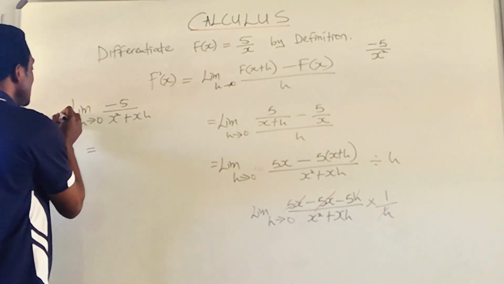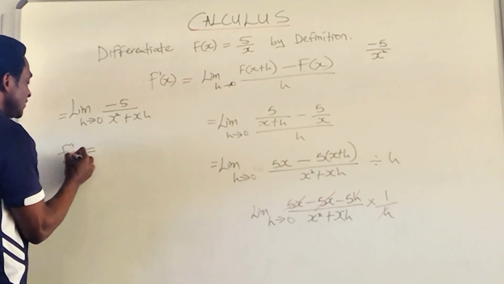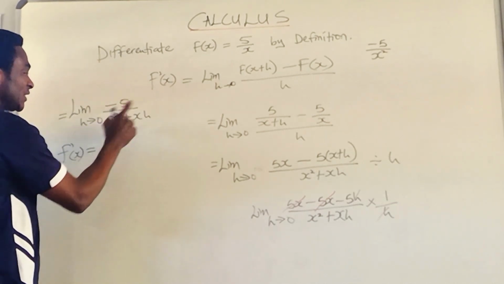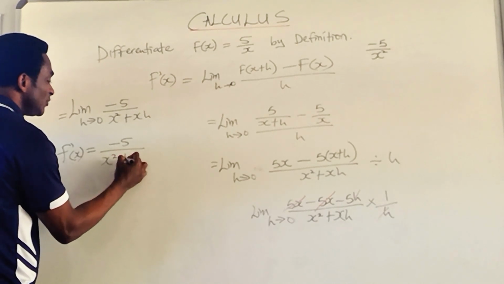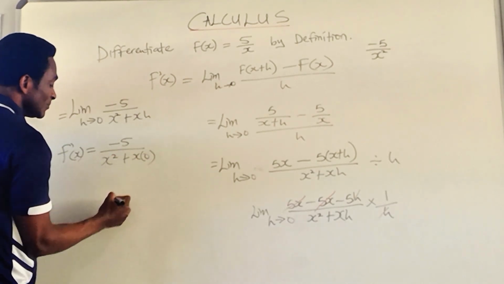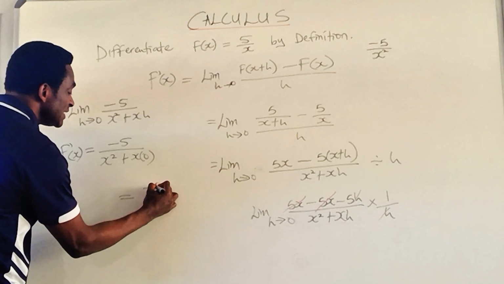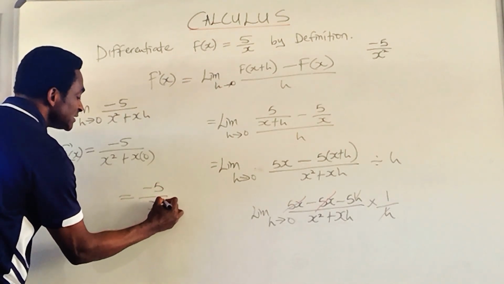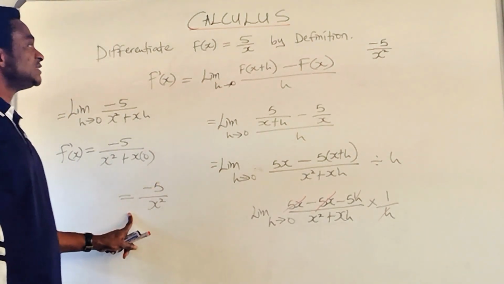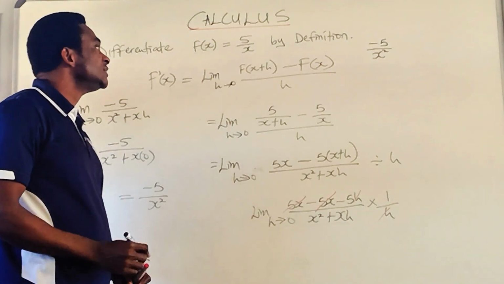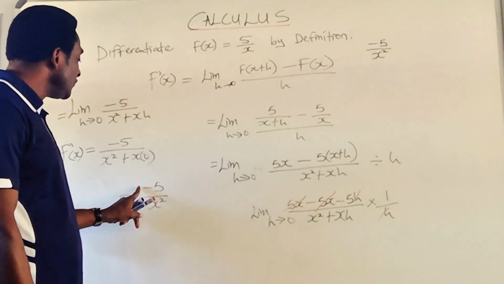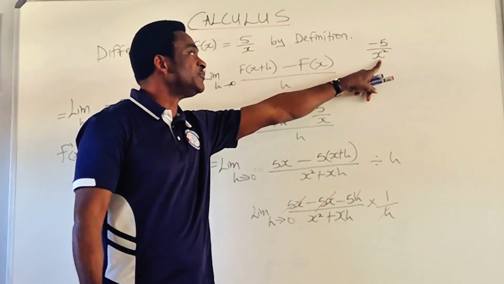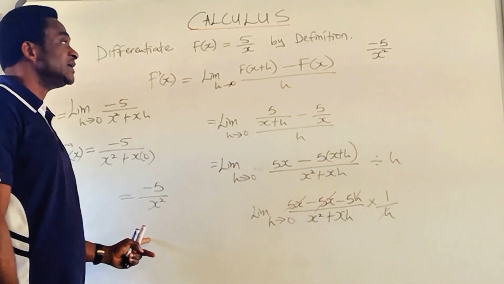Now, if we want to get the first derivative, we now sub 0 in for h. So this will give us x squared plus x times 0. So our final answer will be -5 over x squared, which is the first derivative of this function using the first principle method, by definition, which if you check and compare this with what we got previously, you will see that they are the same.